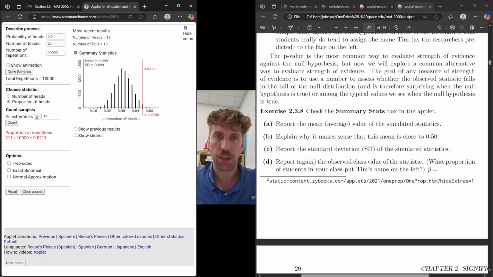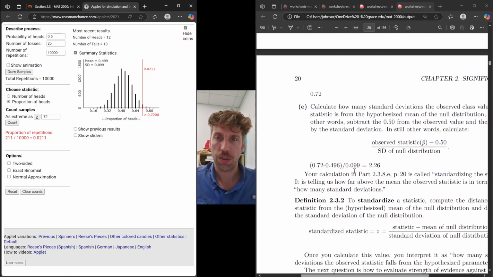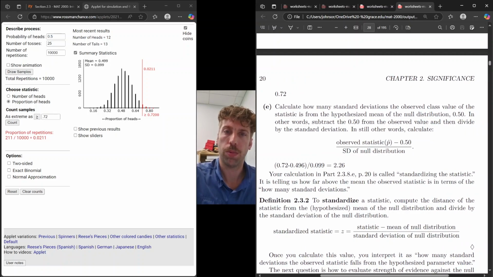Report the standard deviation. Mine is 0.099. You might have a number that's a little bit different. Then report again the observed class value of the statistic. In my case, my answer is different from yours. P hat is 0.72 because for this imaginary class, I've got 18 out of 25 people saying Tim is on the left.